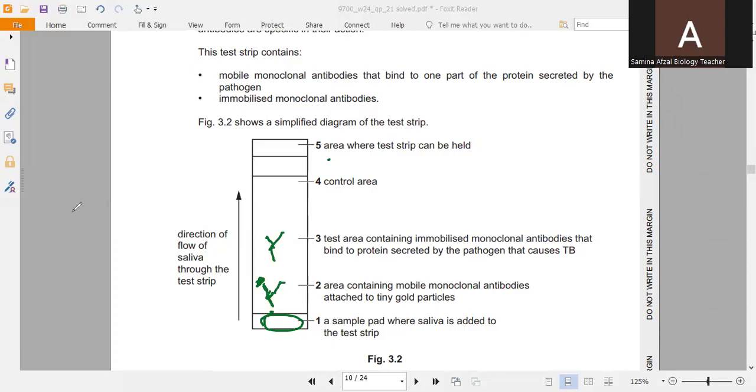So the direction of flow of saliva through the test strip will be in this direction, from 1 towards 5. So in this way, the direction of flow of saliva will take place.